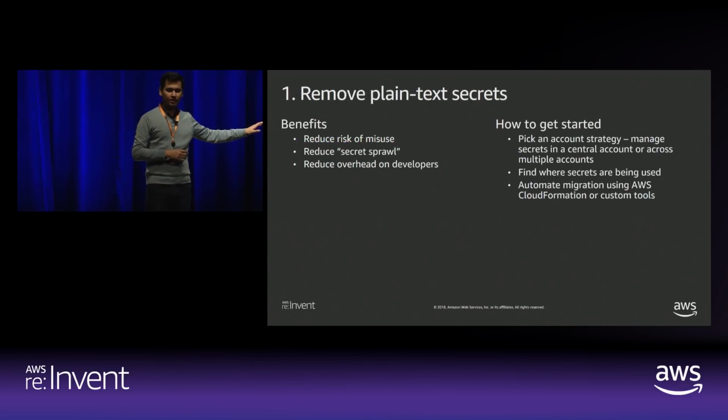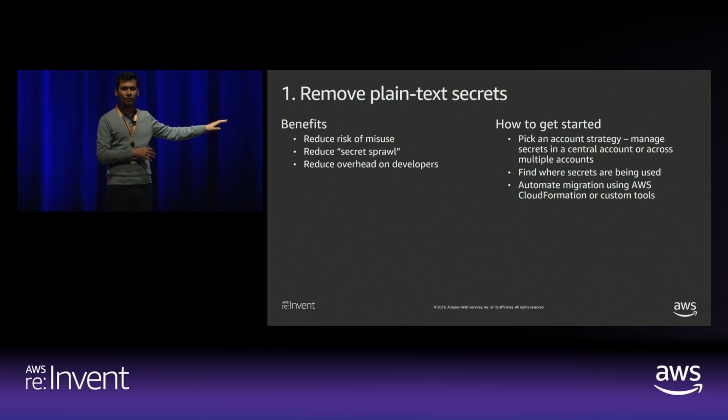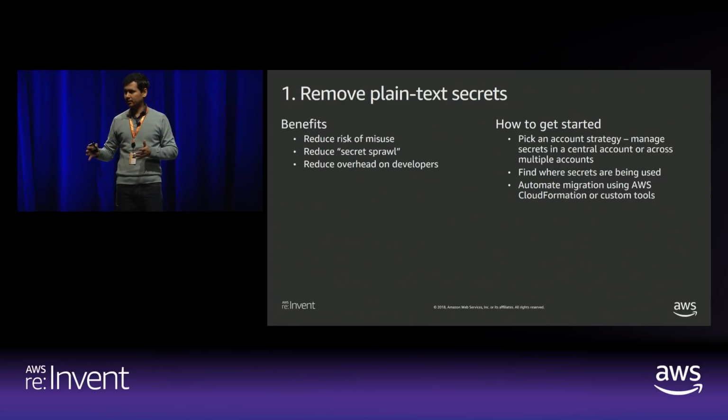So I've already spoken about the benefits of removing plain text secrets. So let's just focus on how to get started. The first big decision is your account strategy. Do you store all secrets in one account, or do you store secrets in multiple accounts?